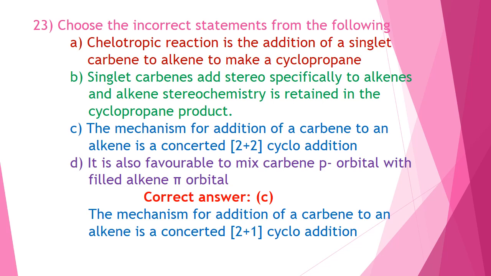For this wrong statement, the correct statement is: the mechanism of addition of a carbene to an alkene is a concerted 2+1 cycloaddition reaction.